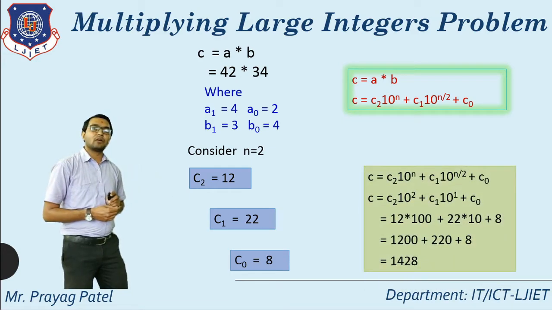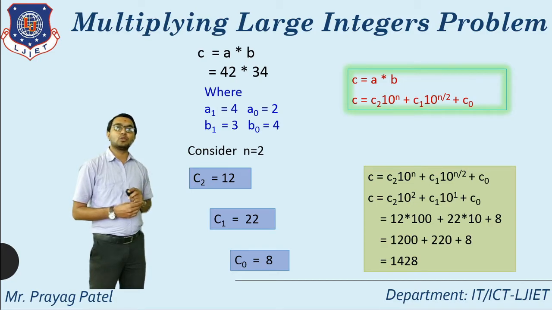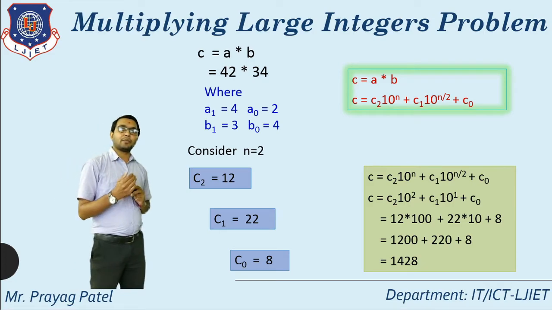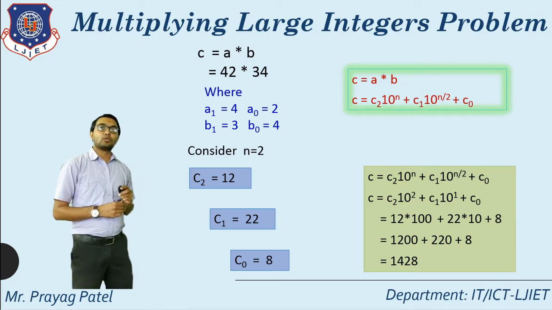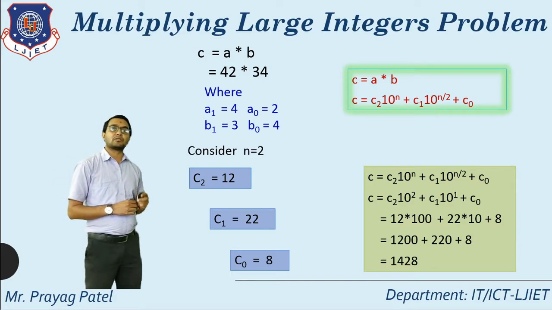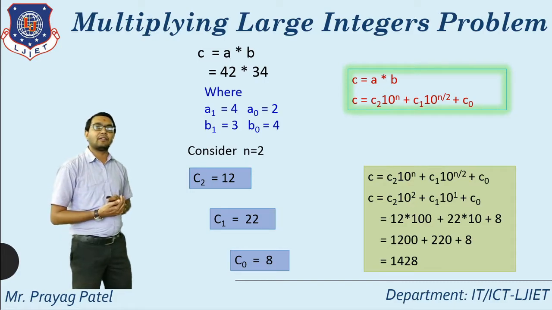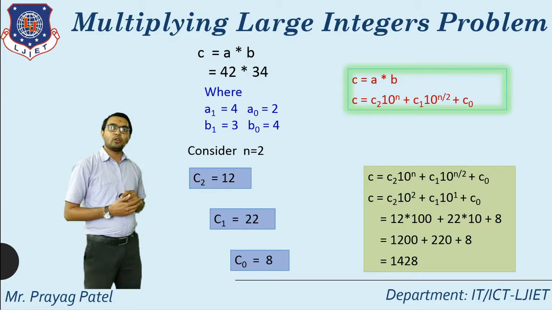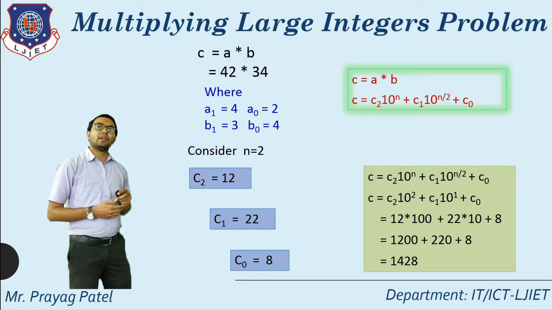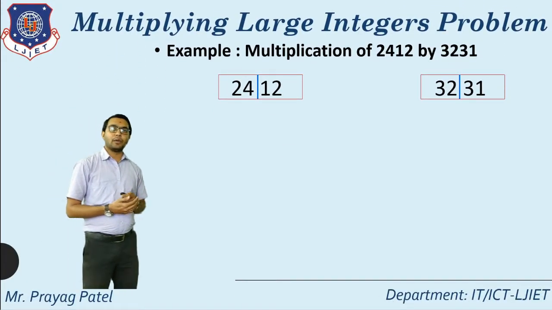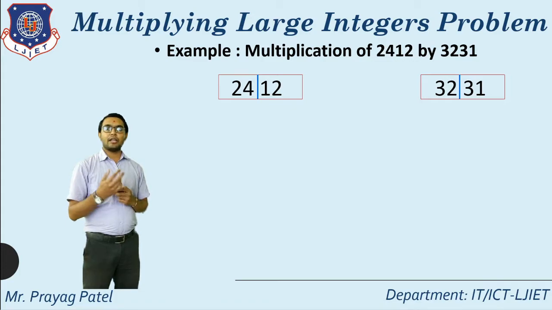Now the final value of C equals C2 10 raised to n, where n means 2, because we have a 2-digit number. So C2 10 square plus C1 10 raised to 1 plus C0. Now C2 means 12, so 12 multiply 100 plus 22 multiply 10 plus 8. So the final result is 1428. So using the simple method we find the multiplication, and we get the value 1428. If we use the divide and conquer method for multiplying the numbers, then we will get the answer equal to 1428.